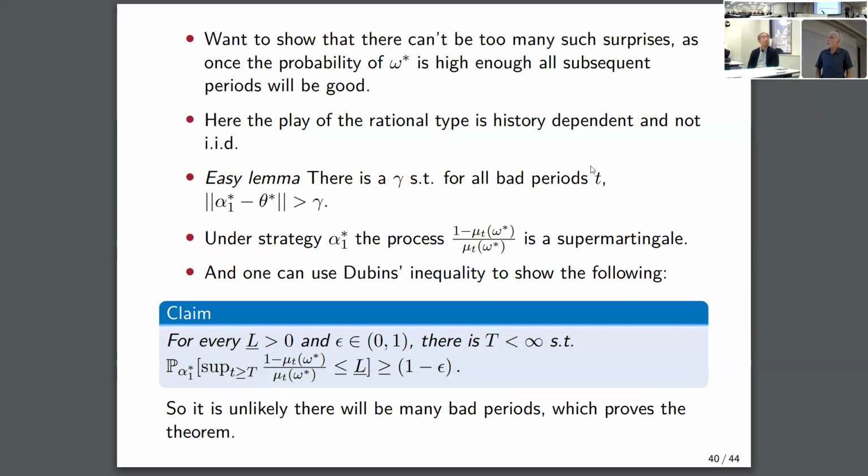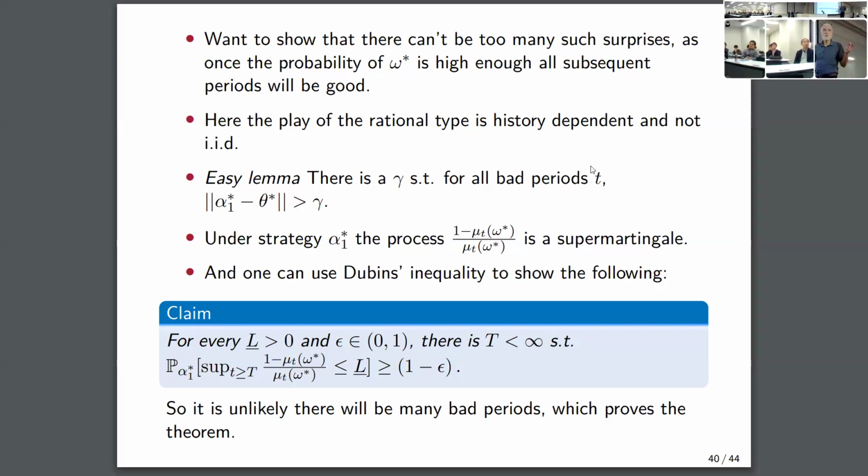So you want to show there can't be too many surprises, and once the probability of omega star is high enough, all later periods are good. It's not quite immediate because the rational type is not identified. We don't know what the rational type's strategy is. It depends on what's happened so far. We can't do anything with what the equilibrium is. But there's a gamma set for all bad periods.